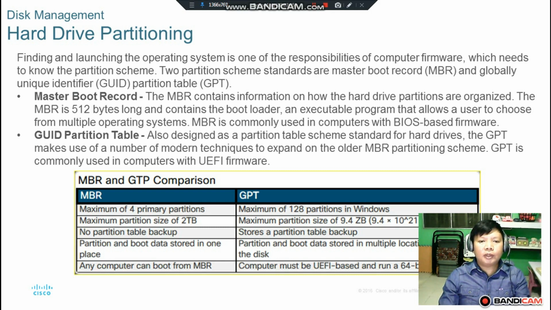MBR and GPT comparison. MBR has a maximum of 4 primary partitions, GPT a maximum of 128 partitions in Windows. MBR has a maximum partition size of 2 terabytes, GPT a maximum partition size of 9.4 ZB. MBR has no partition table backup, GPT stores a partition table backup. MBR partition and boot data are stored in one place, GPT partition and boot data are stored in multiple locations across the disk. Any computer can boot from MBR, but for GPT the computer must be UEFI based and run a 64-bit OS.